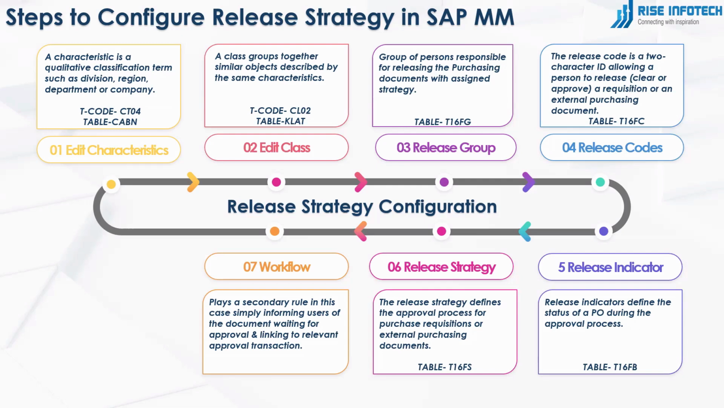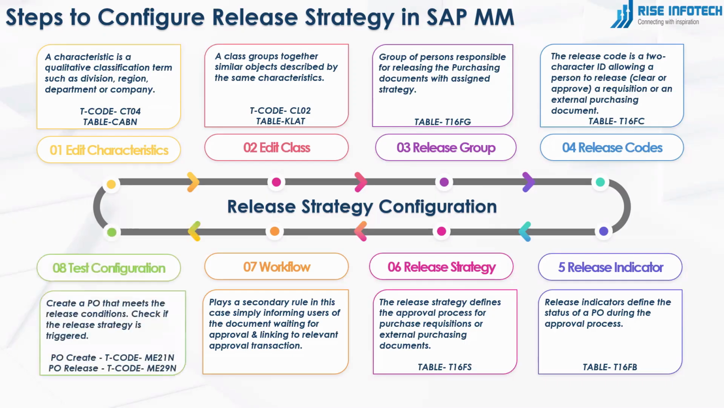And in the latest version of S4 HANA, we have a Fiori app. So it is a mobile version app. So they can either approve or cancel or change the status of the PO using the app. So once this release strategy is finalized, we can go for creating a new PO based on the conditions, and we can trigger the PO. And to create the PO, the T code is ME21, and to release the PO, the T code is ME29N.